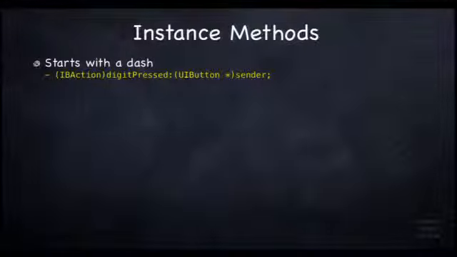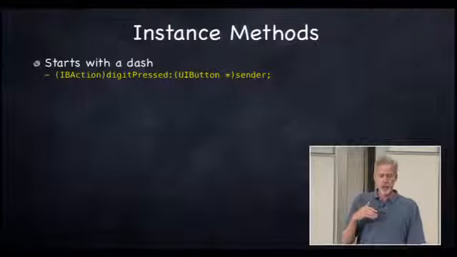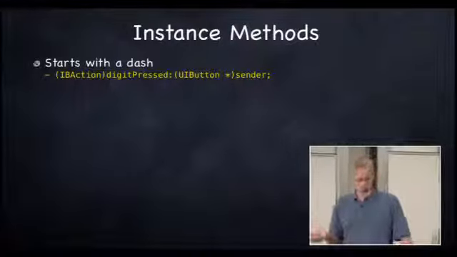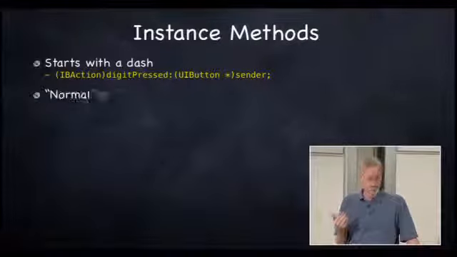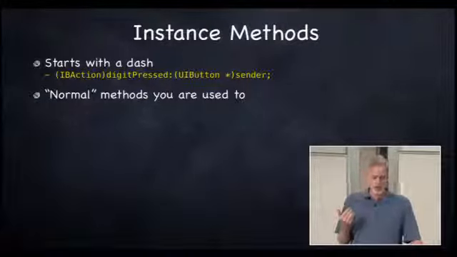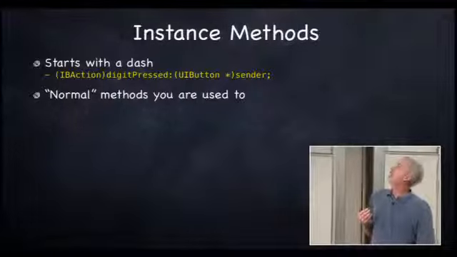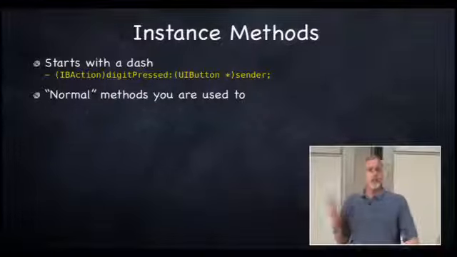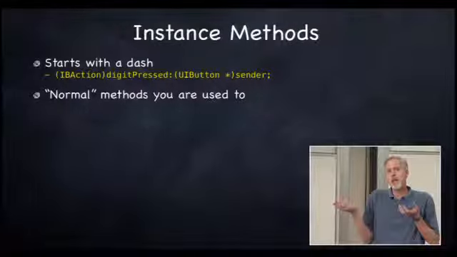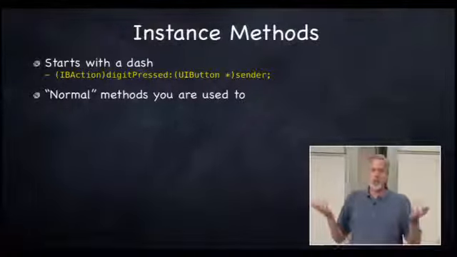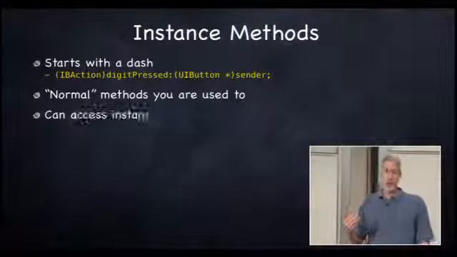So instance methods. Remember I said there's 2 kinds of methods. There's instance methods and class methods. Instance methods are the ones that start with a dash. Like our target action thing is an instance method. This is quite a tongue twister. Say instance method 5 times fast. It's quite difficult. These are the normal methods that you're used to in other object-oriented programming languages. You send a message to an object, it invokes an instance method on the object. It's called an instance method because you have to send it to an instance.